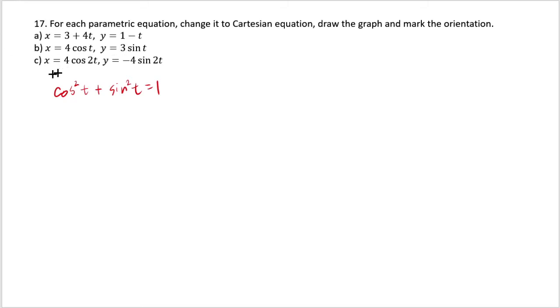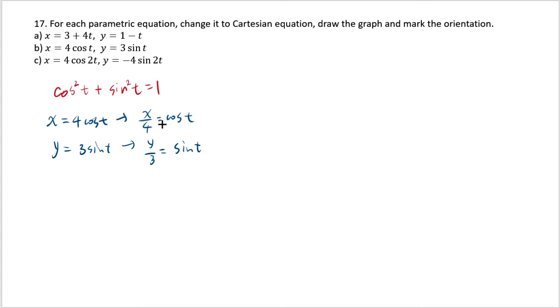which means you want to solve each one of these for cosine and sine. So I'm going to take x equals 4 cosine t and divide by 4 so that you get x over 4 is equal to cosine t. And you have y equals 3 sine t. Divide by 3 to get y over 3 equals sine t.